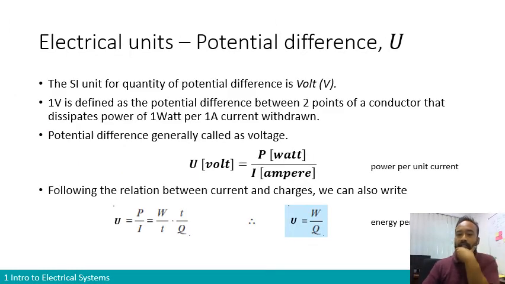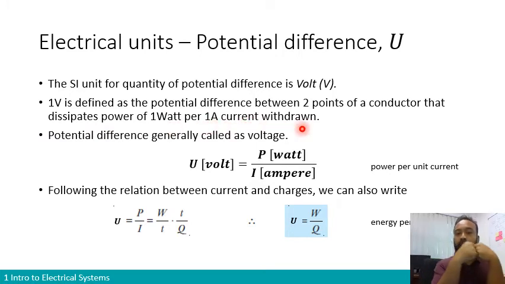And then let's see about voltages. What is voltage or potential difference U? What is the unit, and how is the unit defined? So the SI unit is the volt. And how do we define 1 volt? 1 volt is defined as a potential difference between 2 points of a conductor that dissipates power of 1 watt per 1 amp of current withdrawn.